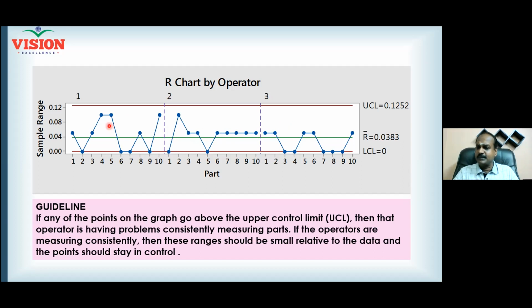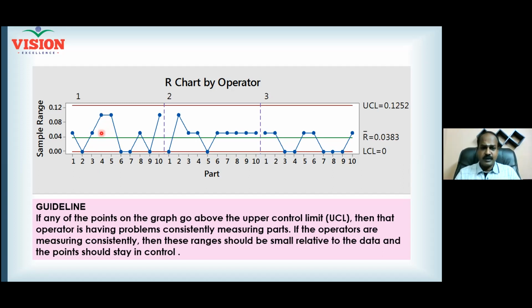Now how will you reduce the repeatability error? What can you do with operator 1? Come on. You have to train him. Yes, you have to train him, teach him, and check your operational definition, and whether he is not able to understand the operational definition. What will happen? He will also start producing readings closer to the center line.